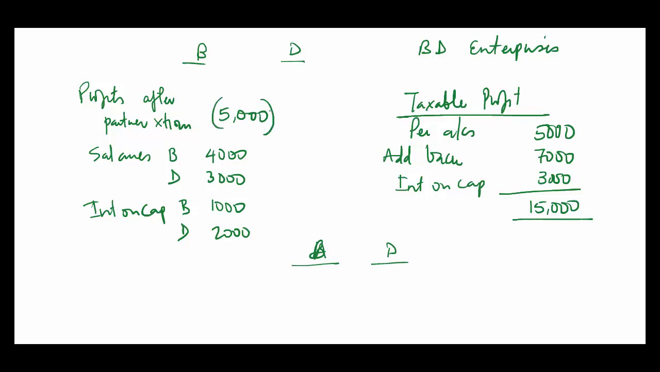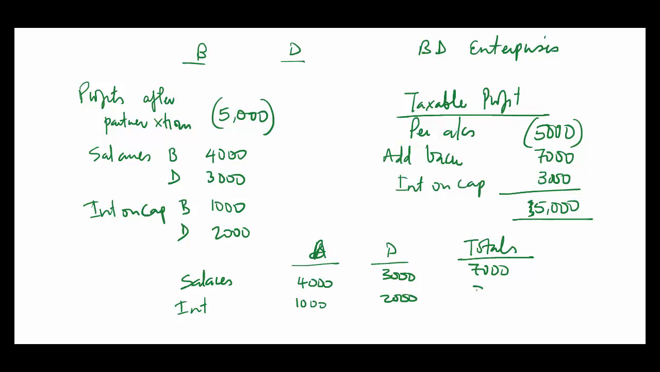Let's assume they had made losses of 5,000. That makes it more interesting. Yeah, per accounts losses of 5,000. Yes, so add back that, so this gives us 5 and this gives us a net of 5 positive. So when you're looking at the share of profits, you'll say salaries and the interest. So salaries will be 4 and 3, giving you 7. Interest will be 1 and 2, giving you 3.